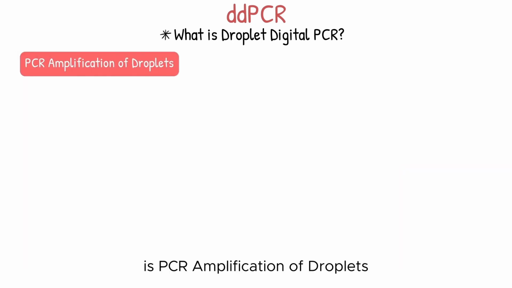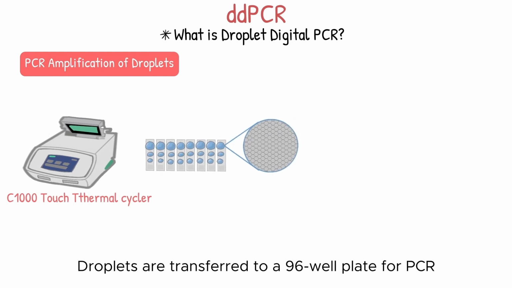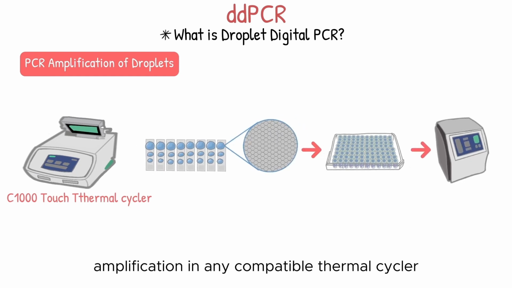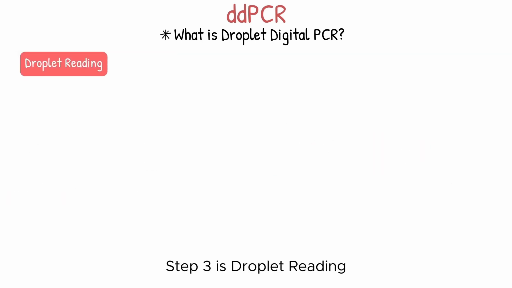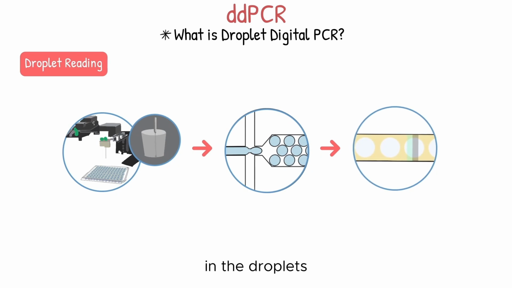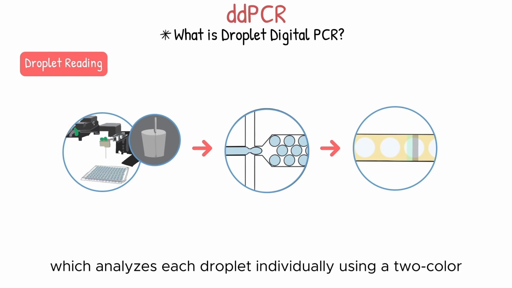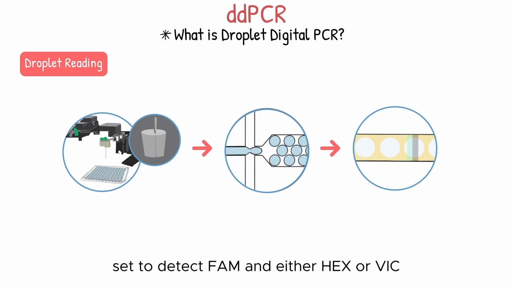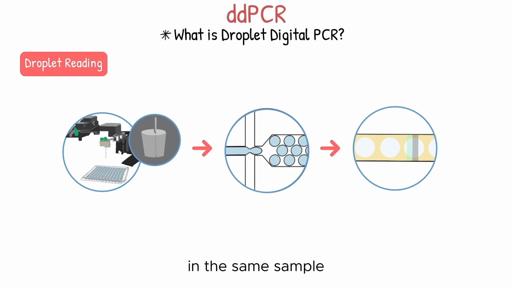Step 2 is PCR amplification of the droplets. Droplets are transferred to a 96-well plate for PCR amplification in any compatible thermal cycler. Step 3 is droplet reading. Following PCR amplification of the nucleic acid targets in the droplets, the samples are placed in the QX200 droplet reader, which analyzes each droplet individually using a two-color detection system, set to detect FAM and either HEX or VIC, enabling multiplexed analysis for different targets in the same sample.